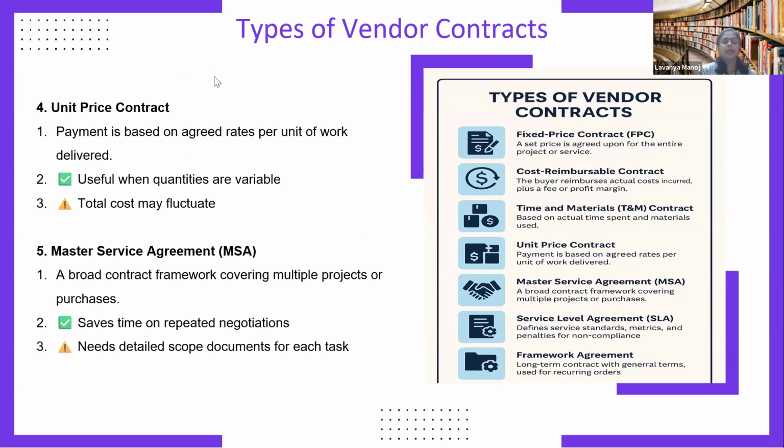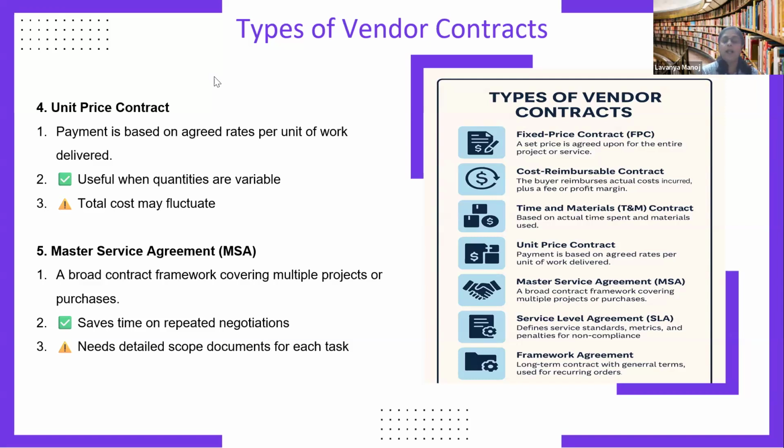Payment is based on agreed rates per unit of work delivered. Per unit, how much work has been done? That is producing one unit. How much money has been spent? What was the cost involved? So it's based per unit. For this type of contract, the advantage is it is useful when quantities are variable. If the quantities vary, it's an advantage, but the disadvantage is that total cost may fluctuate.